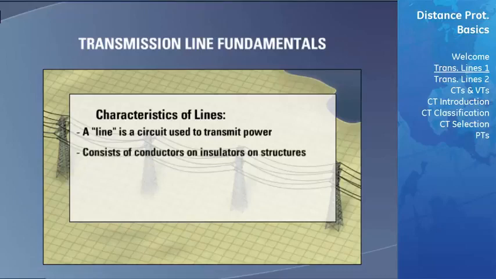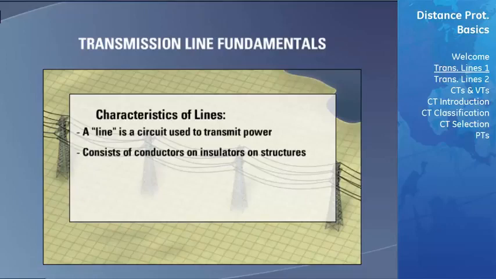Transmission lines consist of conductors that are supported by a structure to hold the conductors high above the ground. These conductors are connected to the structure using devices called insulators, which make sure there is no electrical connection between the conductors and the supporting structure.